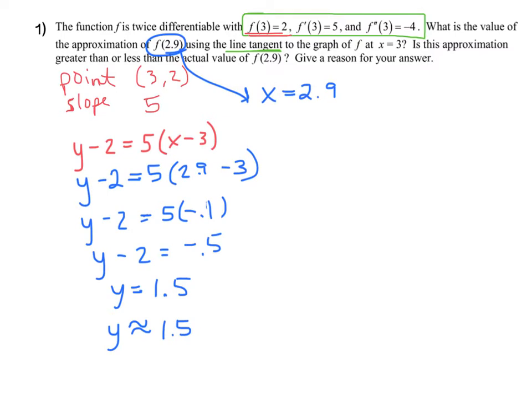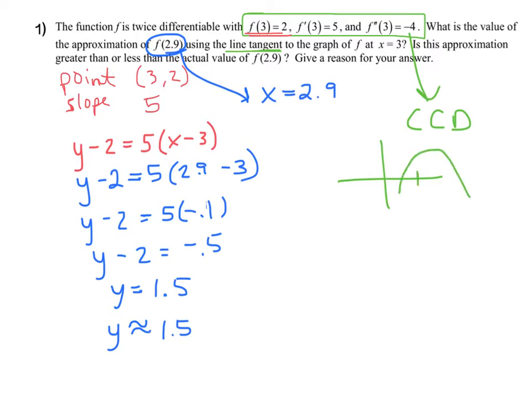Is this approximation greater than or less than the actual value of f of 2.9? Give a reason for your answer. Well, in order to answer that, I have to think about the concavity of the graph of the function. And that's where this second piece, the second derivative, comes in. Because my second derivative is negative 4, I know that this function is concave down.